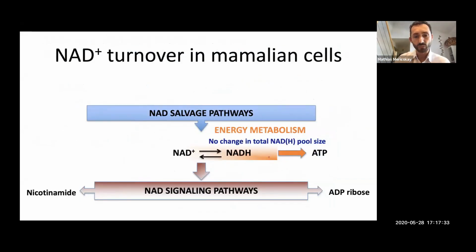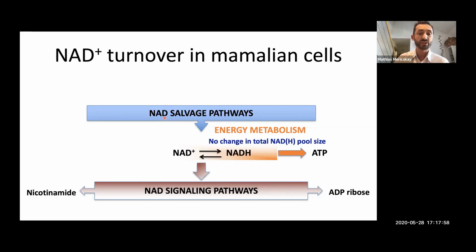And again, while the involvement of NAD as a coenzyme in energy metabolism doesn't affect the total pool size of NAD, so the sum of NAD+ and NADH, those signaling pathways, because they really cleave, hydrolyze the molecules, actually lead to a destruction of NAD+. And so that's obviously compensated by pathways which are called the NAD salvage pathways.